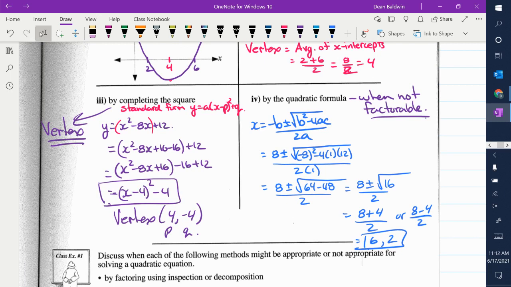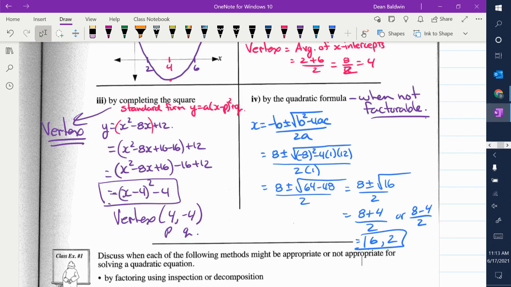You get 2 and 6? All right. Just watch your signs here. And remember, it's plus or minus square root of 16. Square root of 16 is 4. So let's say plus 4 divided by 2. 8 minus 4 divided by 2.